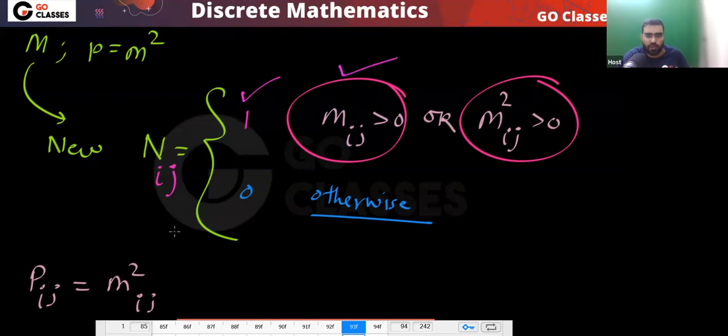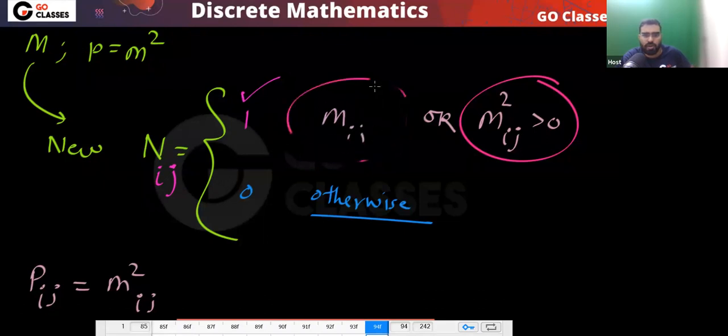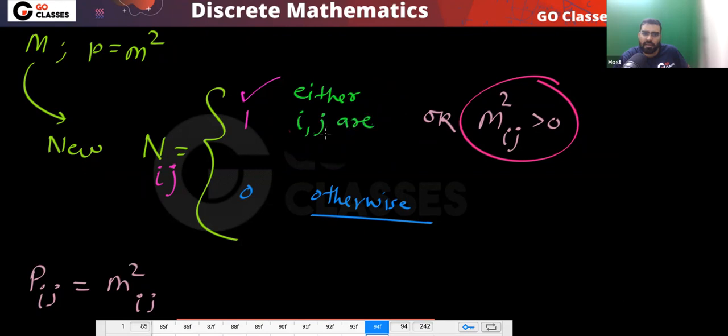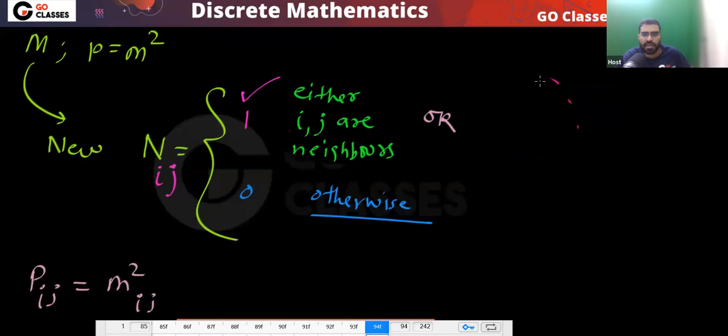What this actually means, let me tell you. When will this Nij be one? It means i, j have a direct path, a direct connection. So either i comma j are neighbors, or they have a walk of length 2. Either they are neighbors or they have a distance of 2. So very simple.